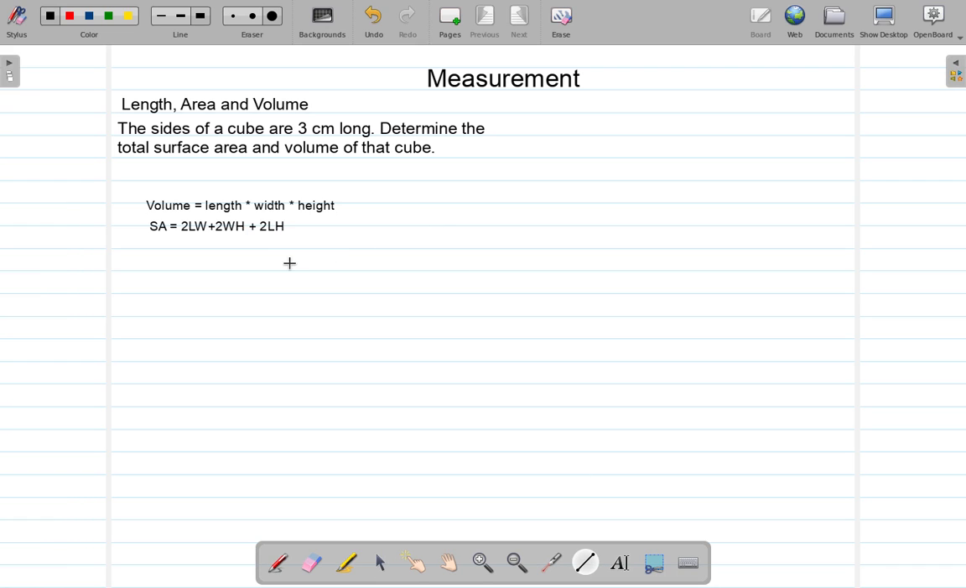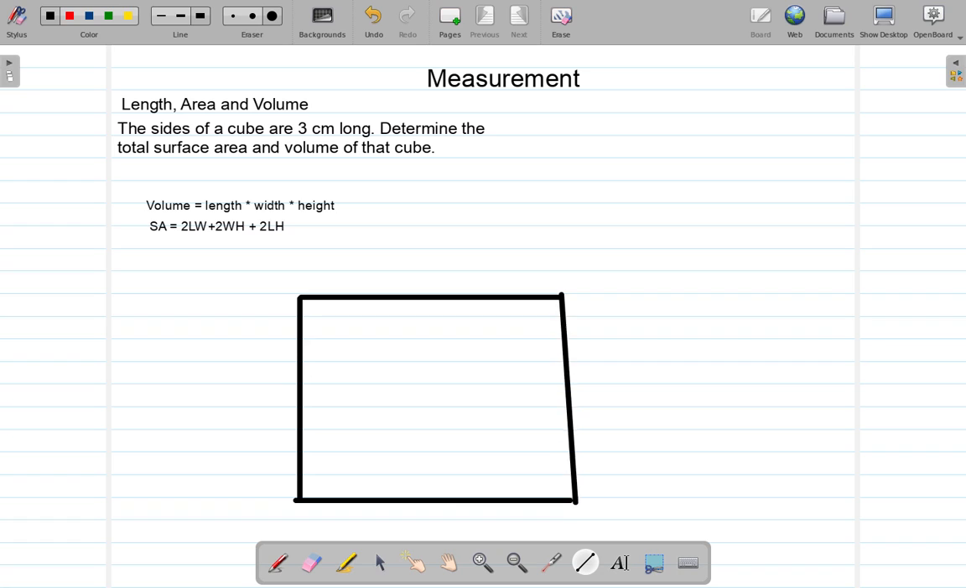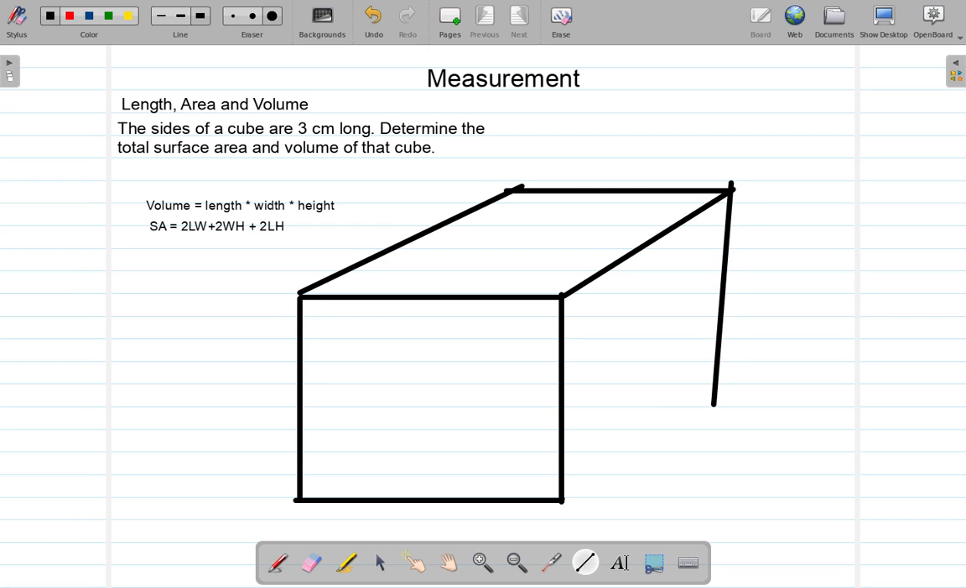Now, let us draw our cube. Let me bring this down a little. I want to draw our cube. So I have each side 3 centimeters. Alright, so this is the face of our cube. Remember, each side is 3 centimeters. So even though this is not drawn to scale, let's pretend as if each side is 3 centimeters. Okay, so there we have our cube.